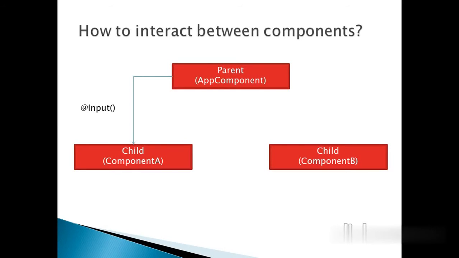Now, if I want to send the data from a child component to my parent component, or component B to the app component, how can I do that? By using an output decorator. So using the output decorator, I can send the data from my child component to my parent component. Now, if I want to send the data between siblings, from component A to component B, how can I do that? Using services. Using services, I can send the data either from A to B or from B to A.